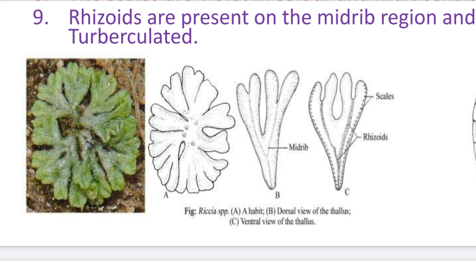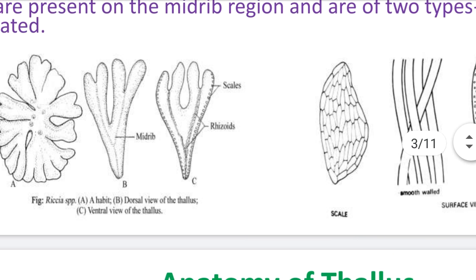On the ventral side the scales and rhizoids are present. Rhizoids are for absorbing water and nutrition from the soil, as well as for anchorage. They give mechanical support to the thallus. Scales are multicellular structures. They protect the apical growing tip of the thallus, and in some conditions these scales help the rhizoids in the absorption of water.